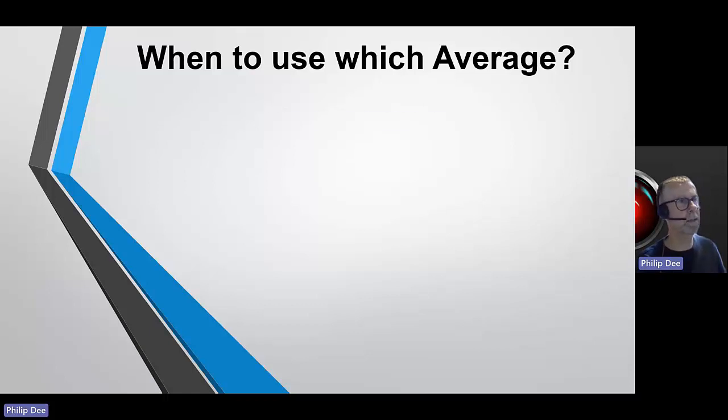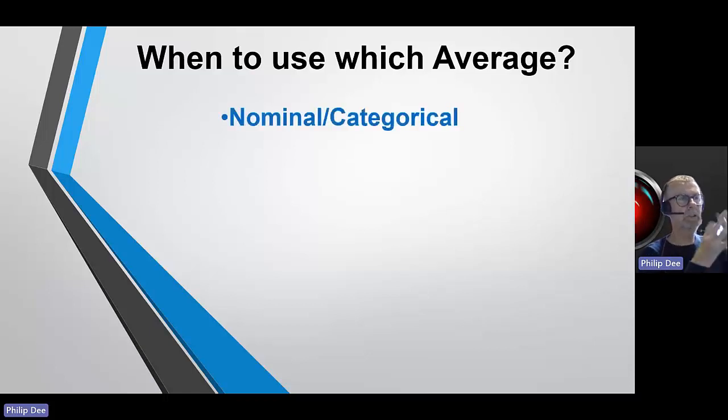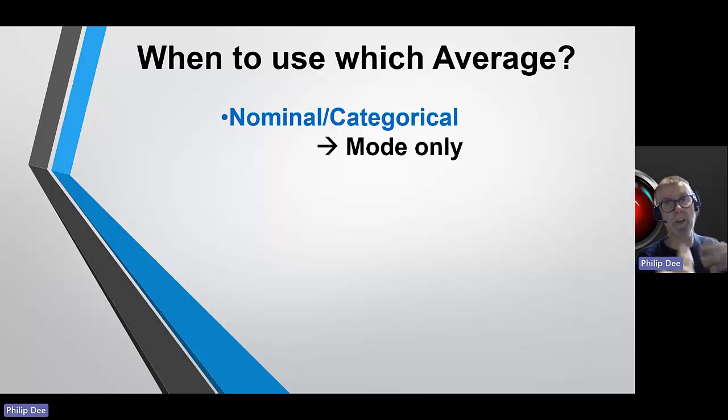I'll tell you in a moment why it's tentative. If our data is only nominal, or what's known as categorical, then there is only one average open to us, and that is the mode. And you see that in the same bar chart. The tallest bar, that's my average, that's my mode.